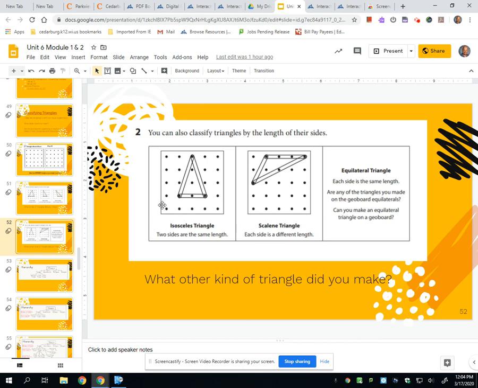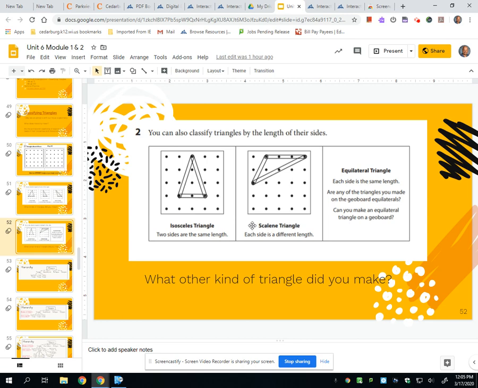The next type is a triangle that has 2 sides the same, and we call that an isosceles triangle. So any triangle that's going to have 2 sides that are equal length, and the third side be a little smaller or a little longer, depending on which triangle you have, it's going to be called an isosceles triangle.